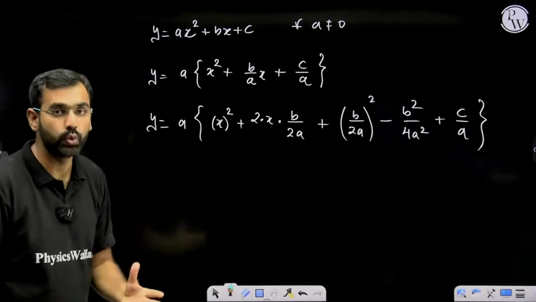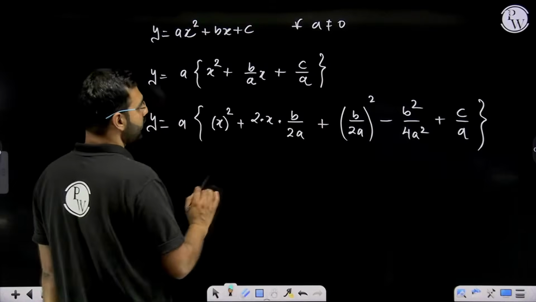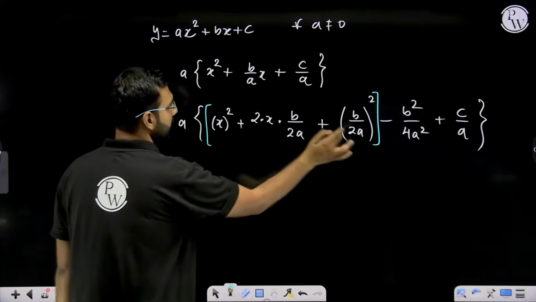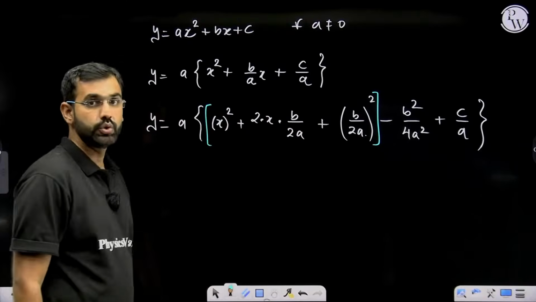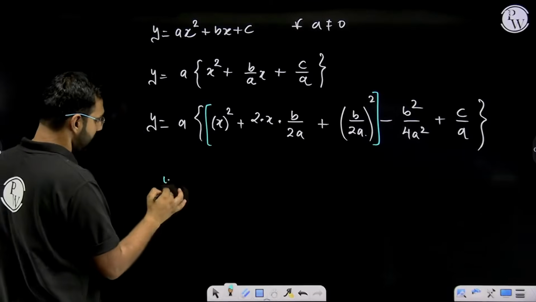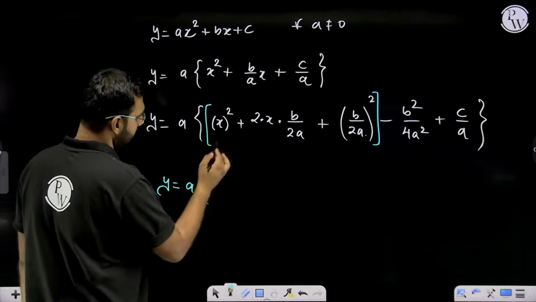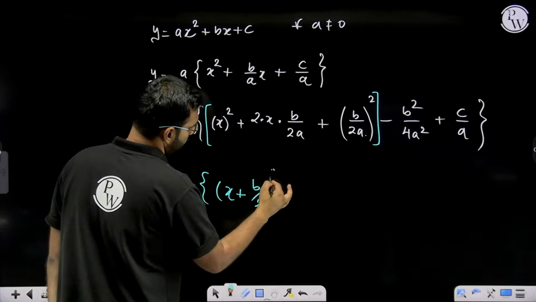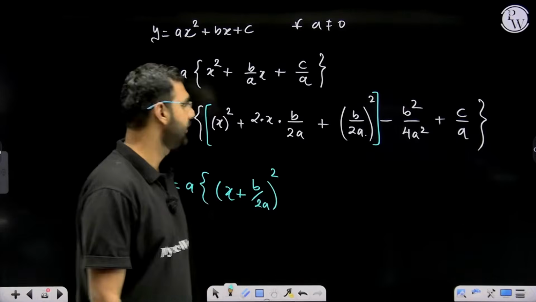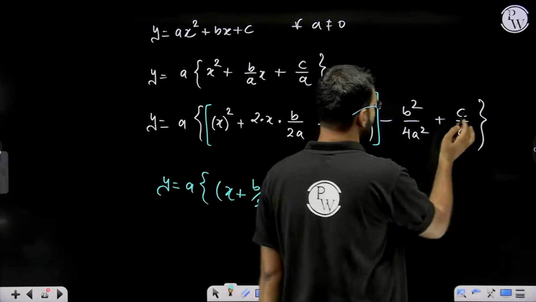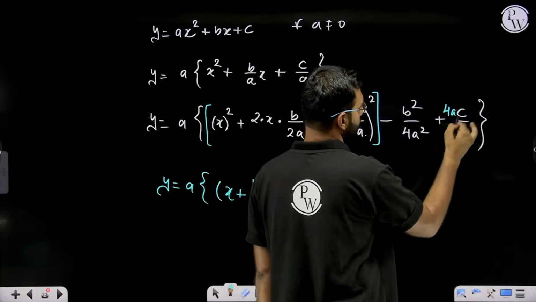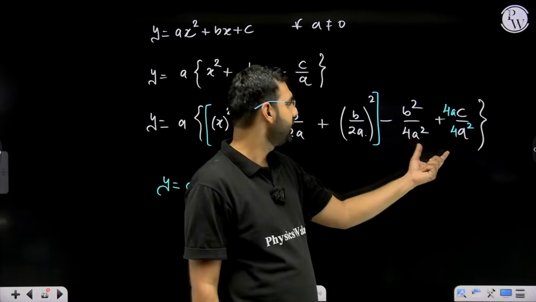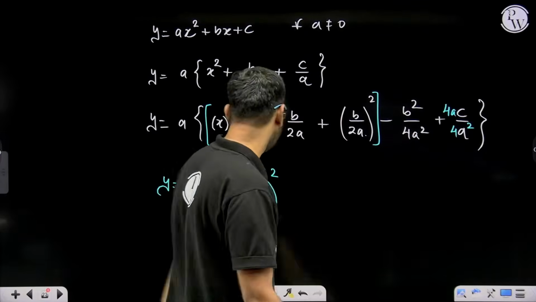But why did I do this? I hope all of you are noticing that from here to here, it is nothing but a square plus b square plus 2ab, which is a plus b whole square. So y will be given as a times a plus b whole square, which is x plus b by 2a whole square. Now, when I talk about this result, if I introduce a 4a here, then it will be 4a square.